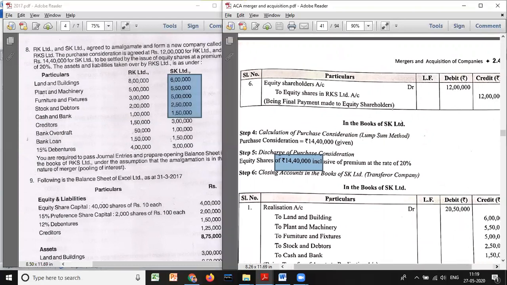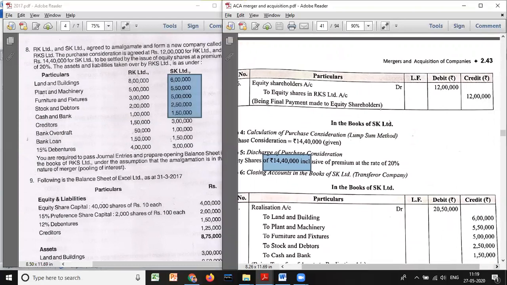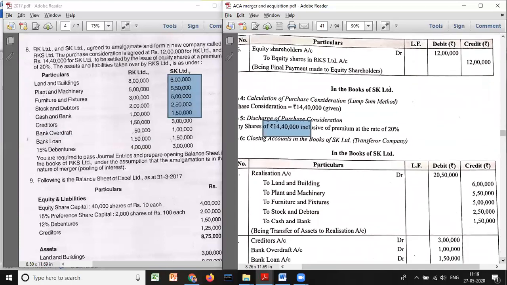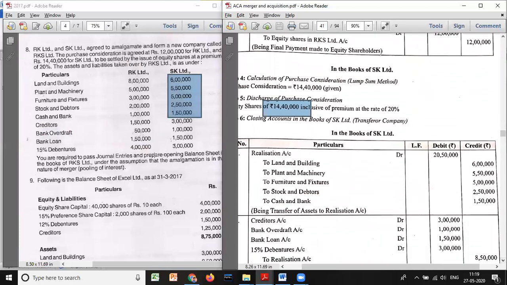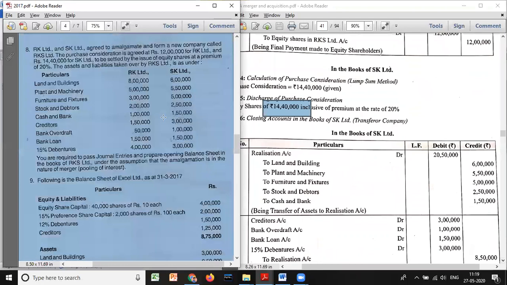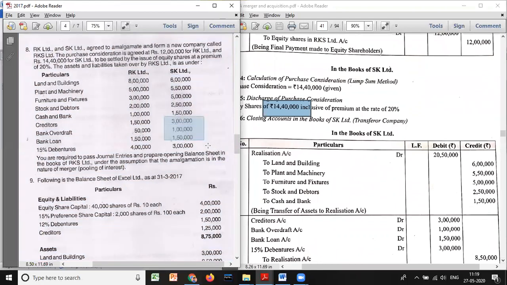Realization account debit, look here: land and building 5 lakh 50, furniture, stock and debtors, and cash in bank, being assets transferred to realization account. And you have to take all liabilities including reserves. But in this question, we don't have any reserves under merger, so we have to take only liabilities: 3 lakh, 1 lakh, 1 lakh 50, and 3 lakh. It will be 8 lakh 50.